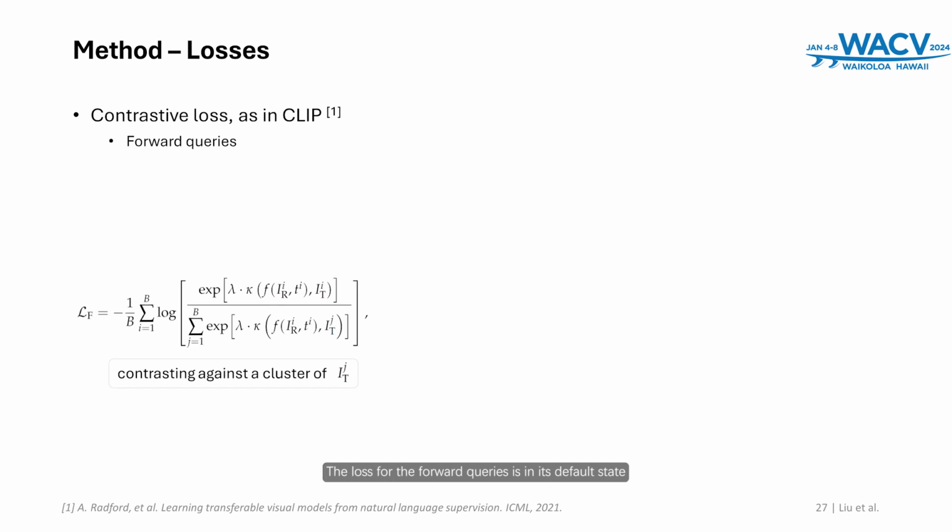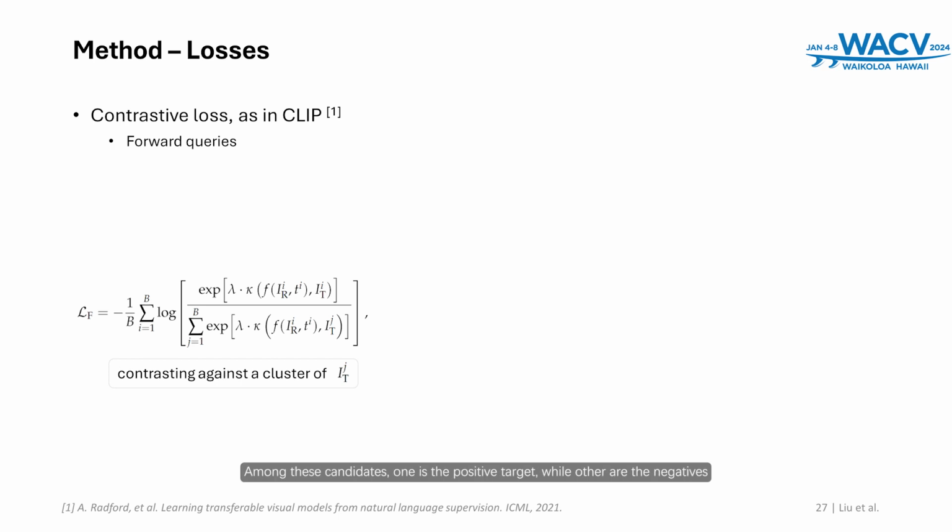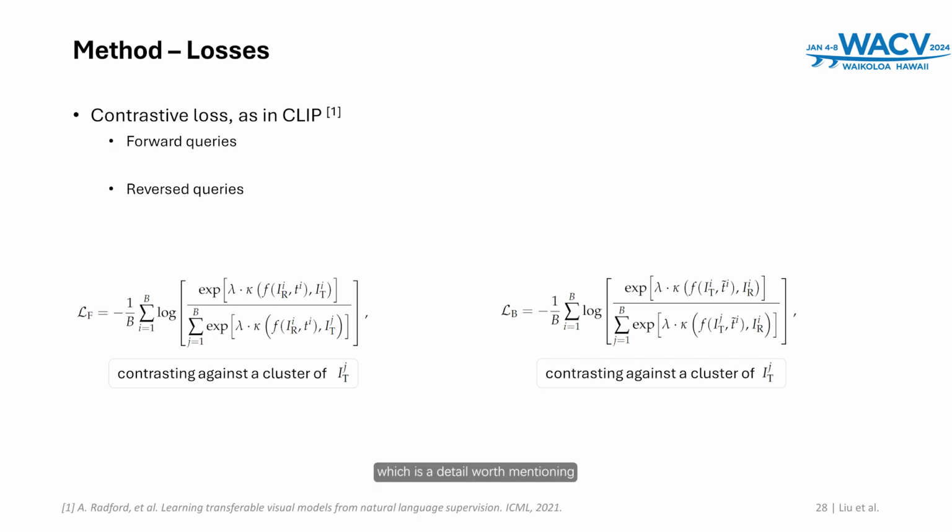The loss for the forward queries is in its default state, where the joint embedding of the reference image and text is contrasted against the embeddings of a cluster of candidate target images. Among these candidates, one is the positive target, while others are the negatives. For the reverse queries, we formulate the sampling of the negatives such that it is still contrasting against candidate target images, which is a detail worth mentioning.